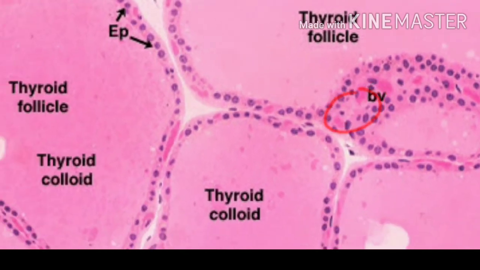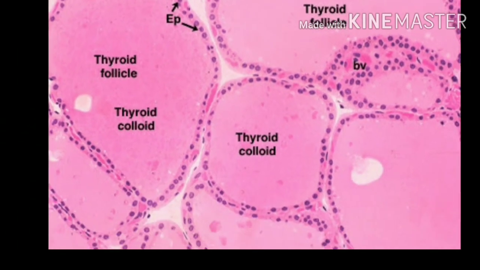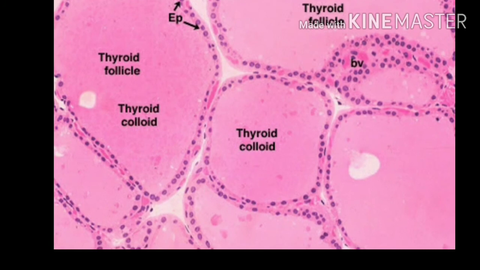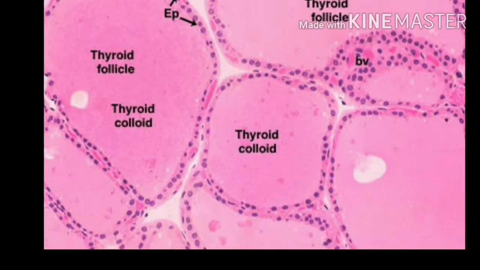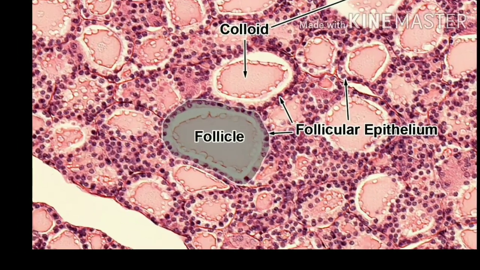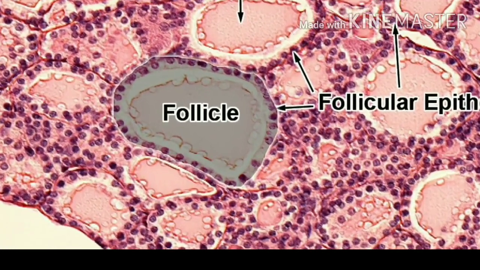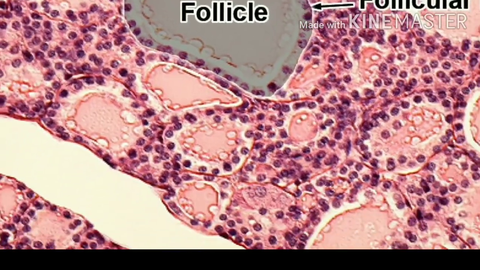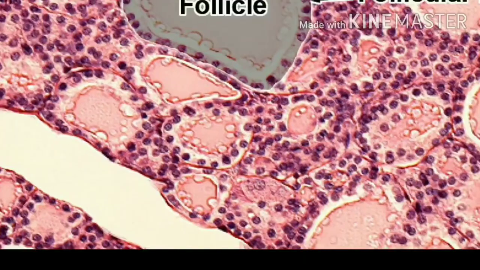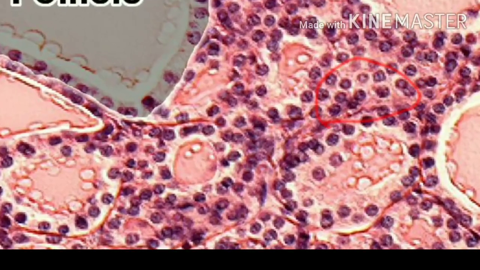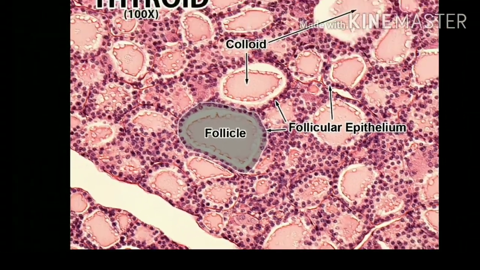So the blood vessel runs between the follicular cells, and from the colloid the thyroid hormone enters into the blood vessels. So here again a beautiful image: colloid, follicle, follicular epithelium, and here the blood vessels, red, and the C cells. So this is all about the thyroid gland.